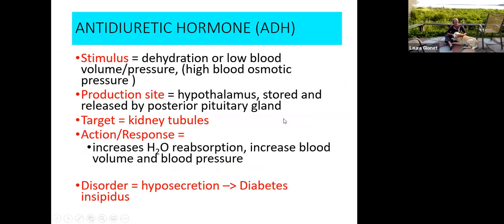Okay, so we're going to look at the posterior pituitary. We're going to talk about these hormones. And we've already talked about these to a certain extent when we talked about blood volume and blood pressure. So this should be review.